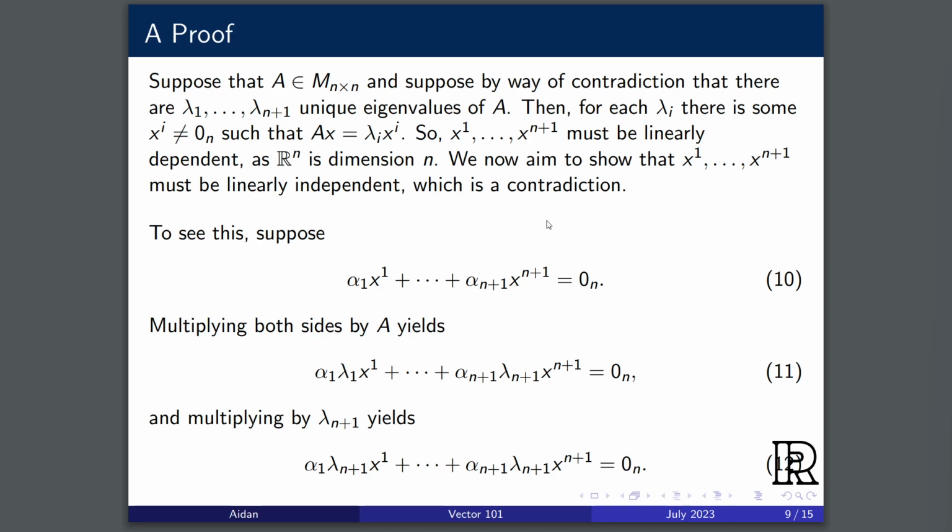One way to prove this would be to assume that there are more and show that we get a contradiction. Basically, show that if we assume that there are more than n solutions, then something in mathematics breaks. So that's what we're going to do. We're basically going to assume that there are n plus 1 solutions. There are n plus 1 unique eigenvalues of A.